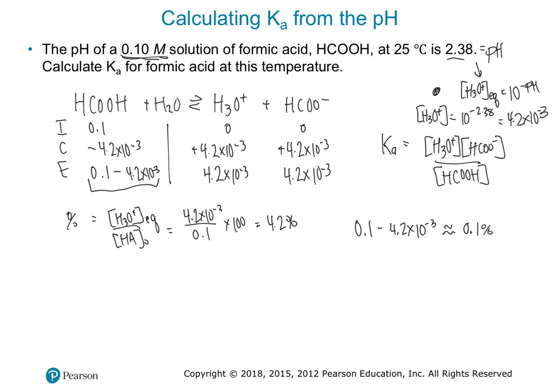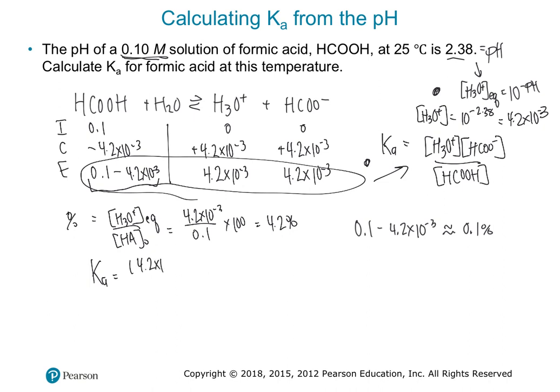Now, can you just plug it into your calculator because you know the number? Yes, absolutely. And honestly, I probably just would, but if you don't want to, for the sake of the assumption, you can just plug your equilibrium amounts into your Ka expression. So we'll have 4.2 times 10 to the negative third squared, because each of my products equals that, divided by 0.1. That ends up giving us 1.8 times 10 to the negative 4. And if you did the denominator with the full amount, you would get pretty much the same thing.